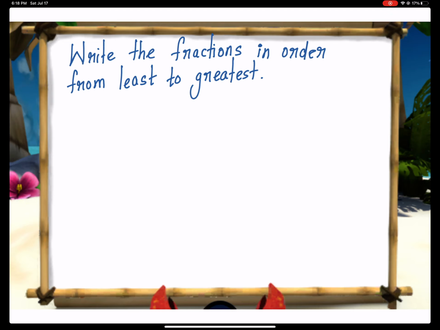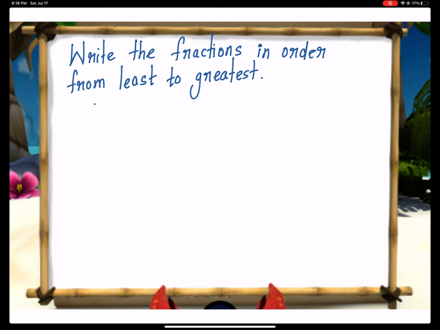Okay, so now let's see the question. Write the fractions in order from least to greatest. So what is the question? The question is write the fractions in order from least to greatest. So least means smallest number, the greatest means biggest number. So we have to arrange or write the fractions in order from least to greatest.